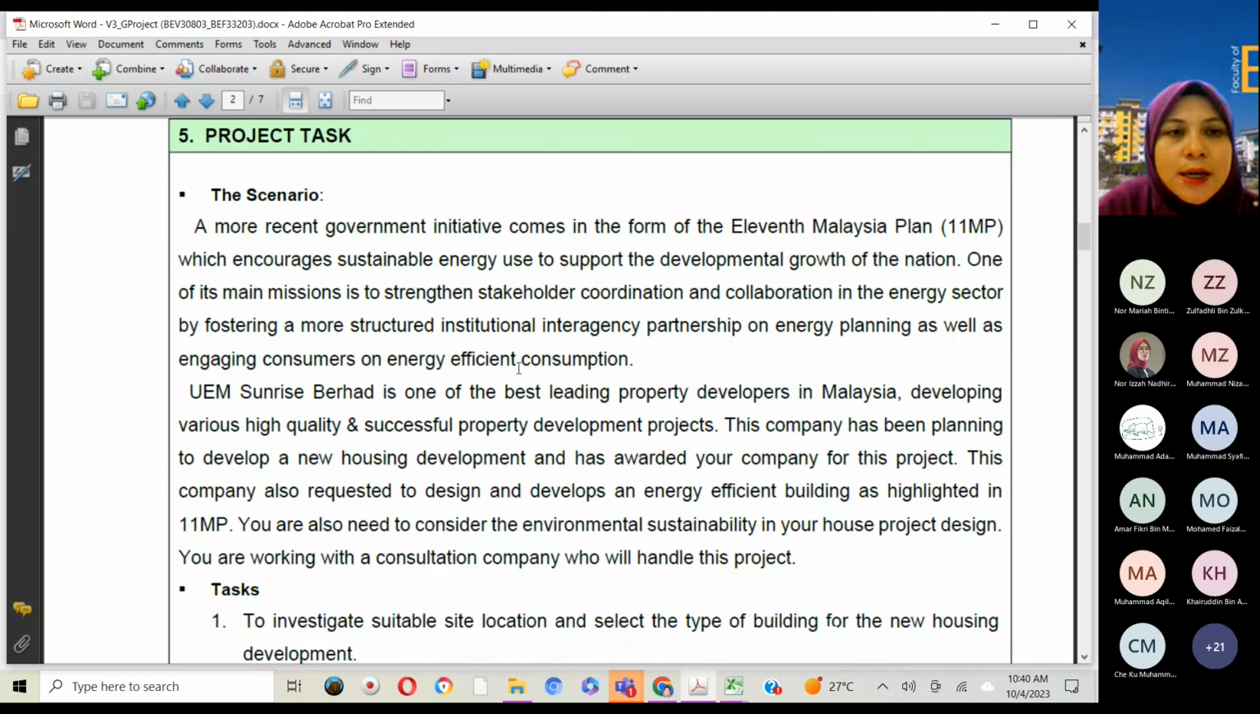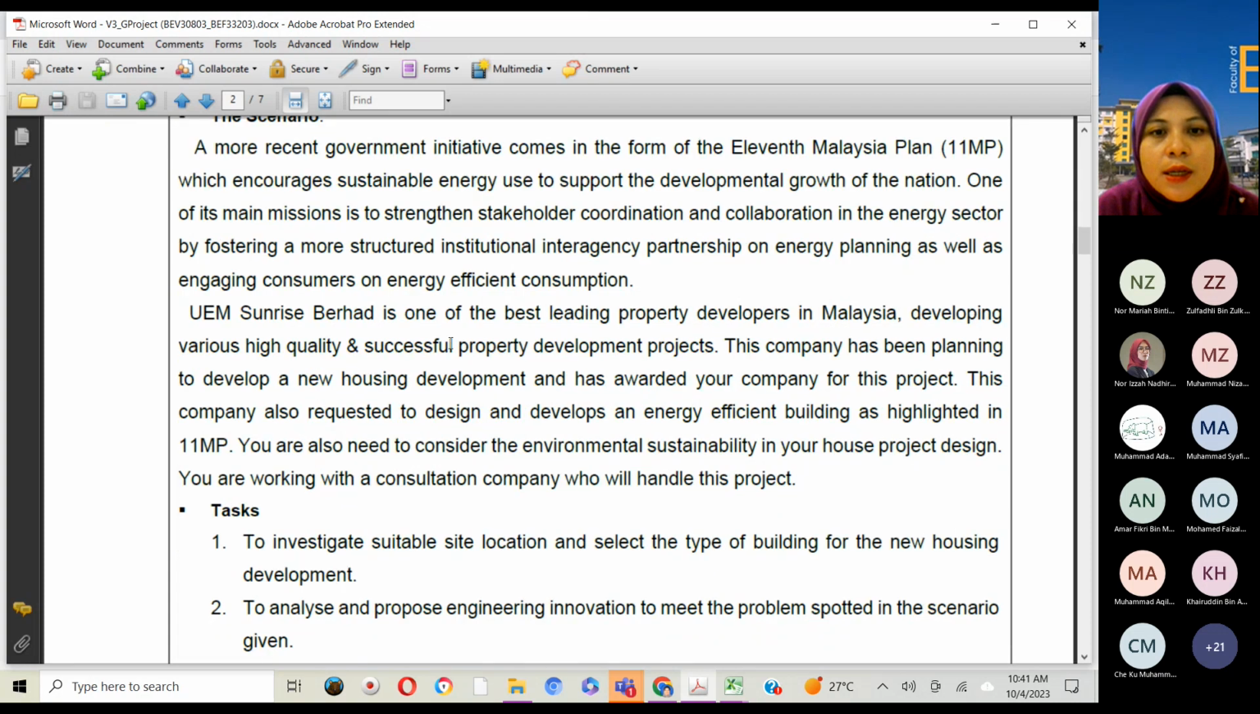So this one is the project task, the scenario. A more recent government initiative comes in the form of the 11 Malaysia Plan, which encourages sustainable energy use to support the developmental growth of the nation. One of its missions is to strengthen stakeholder coordination and collaboration in the energy sector by fostering a more structured institutional interagency partnership on energy planning as well as engaging consumers on energy efficient consumption.